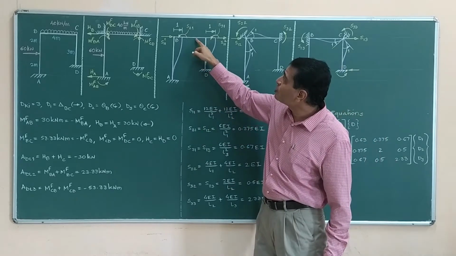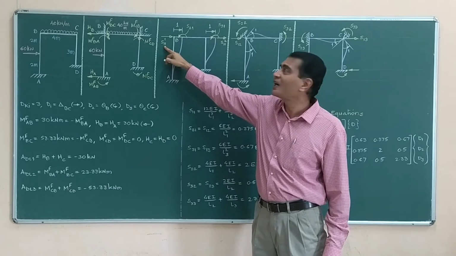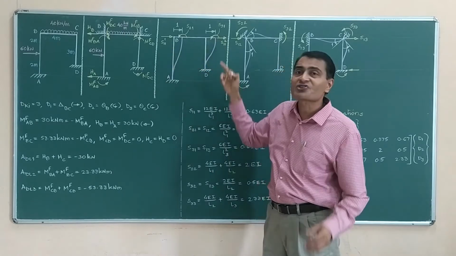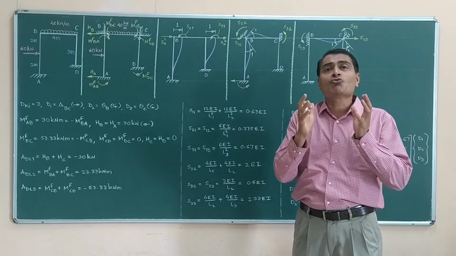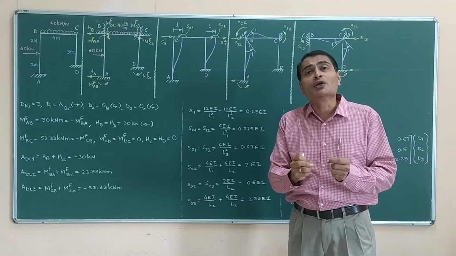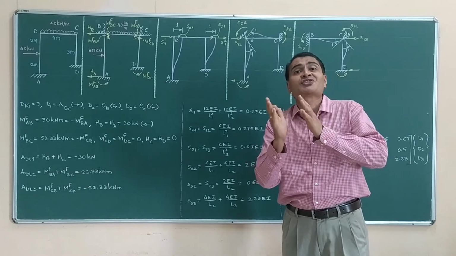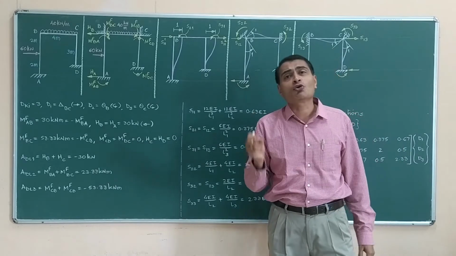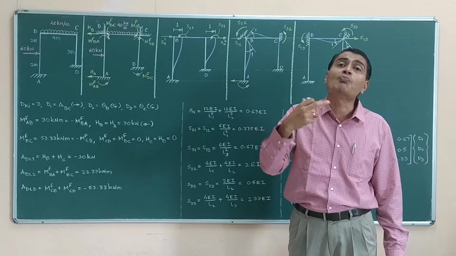Now corresponding to this unit translation, the force which is acting at point B as well as at point C, these two are constituting S11 because it is the force corresponding to node 1 due to unit displacement corresponding to node 1. That is your translation, that is your sway. So as I keep on saying, whenever you think of translation, think of force. Whenever you think of rotation, you think of moment.